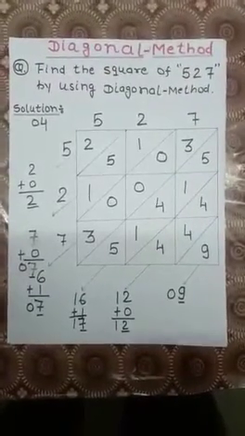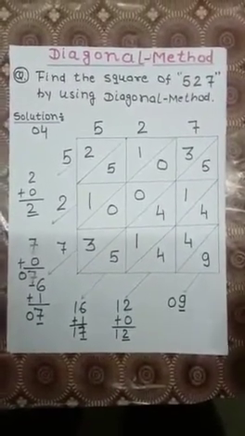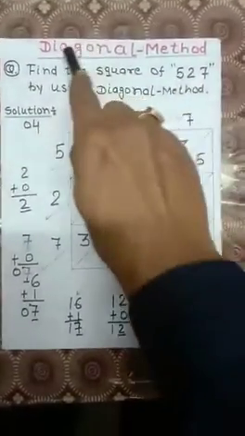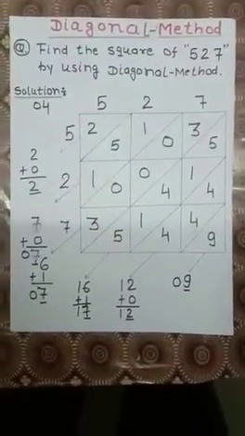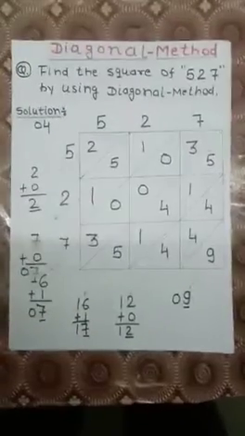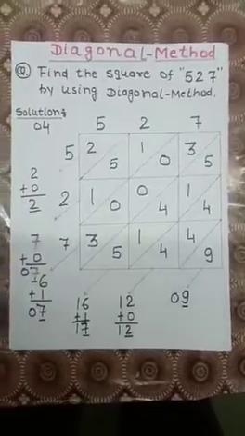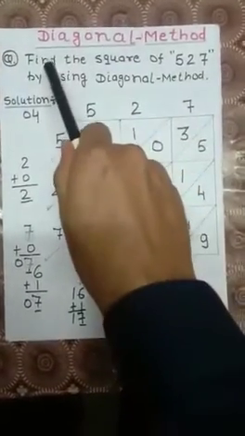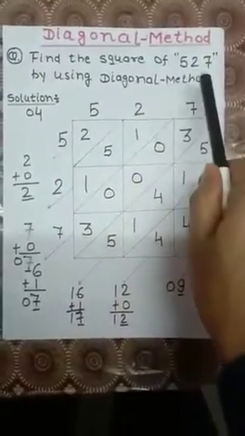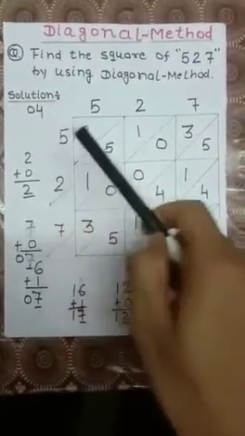Welcome friends. In today's video, we are going to learn how we can find the square of a 3-digit number by using the diagonal method. In the previous video, we have already learned how we can find the square of a 2-digit number by using the diagonal method. So here is a question given. Find the square of 527 by using the diagonal method. So let us start the solution.